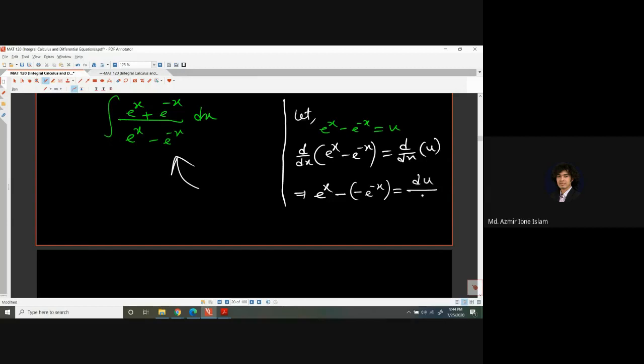So du dx. Now what are we getting? We are getting e to the power x plus e to the power negative x dx. Okay, negative negative positive, and you are getting du dx. Okay, so in the next step we have to keep the x terms and dx terms on the left side, and on the right side we can keep the u terms or constant terms.